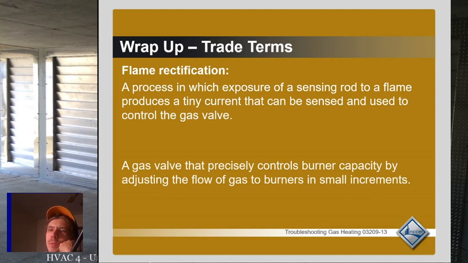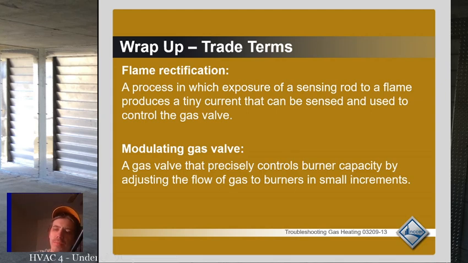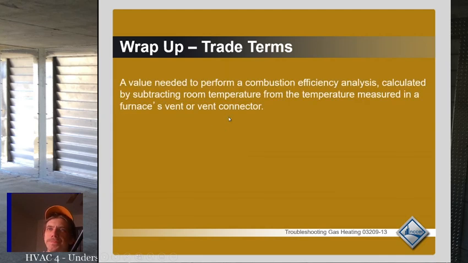A gas valve that precisely controls burner capacity by adjusting the flow of gas to burners in small increments: a modulating gas valve. So that would be a gas valve, again, that just adjusts the flow of gas to the burners in steps at a time. So that's your more efficient equipment.